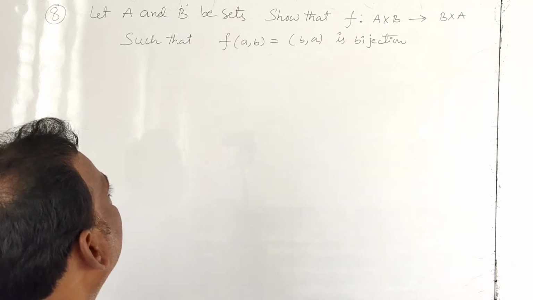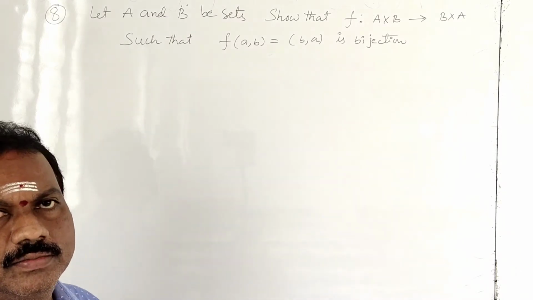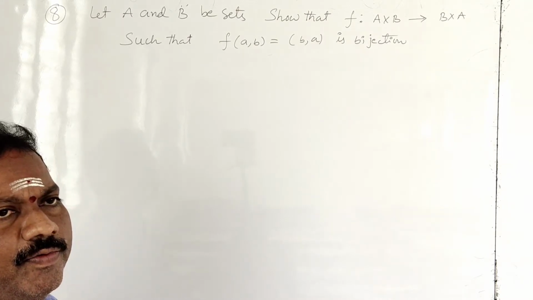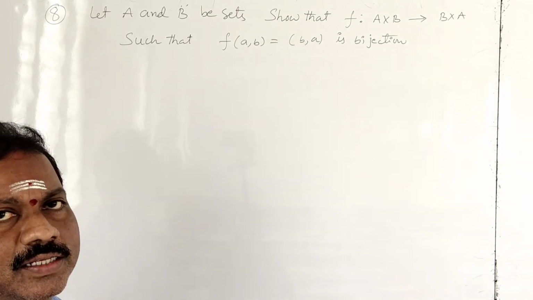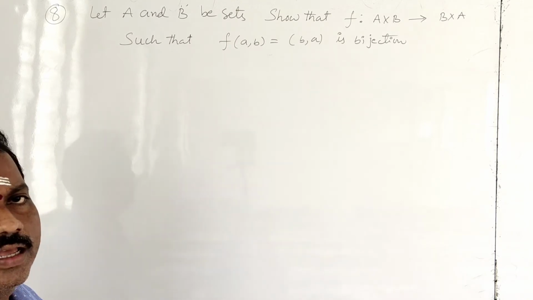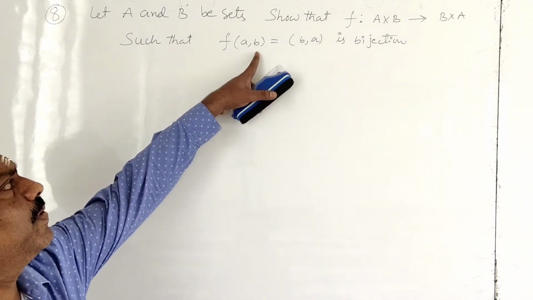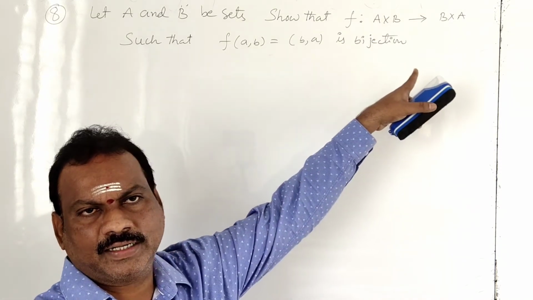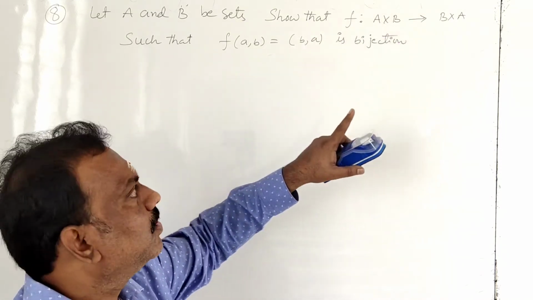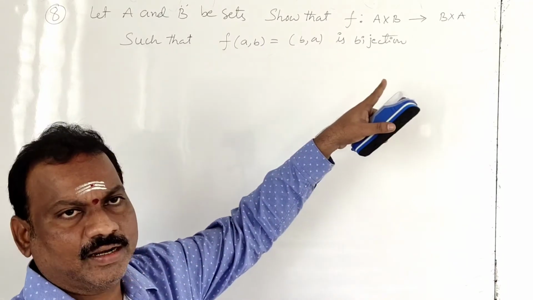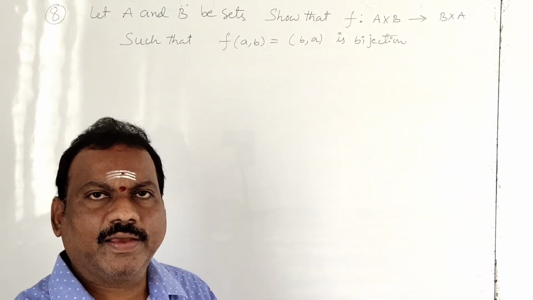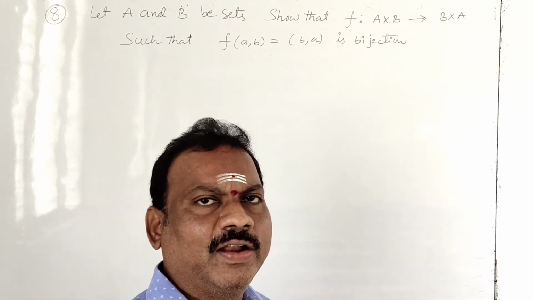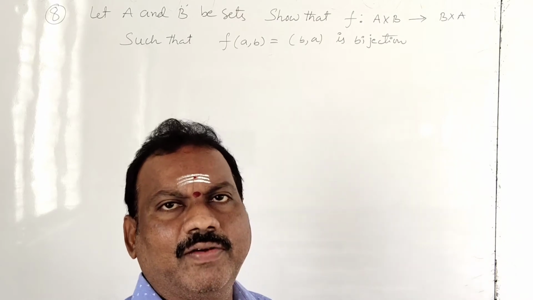See here. Let A and B be 2 sets. Show that f, mapping from A cross B to B cross A such that f of ordered pair (a, b) is equal to ordered pair (b, a), is a bijection. What we have to prove? This function is a bijection. We have to prove it. If a function is said to be a bijection, we have to say that it is 1-1 and onto. It should be 1-1 and onto.